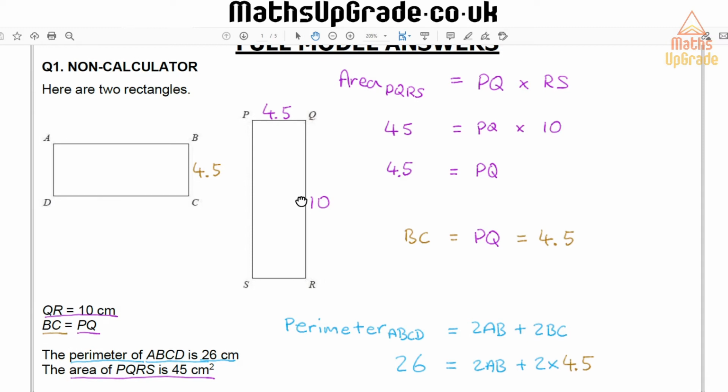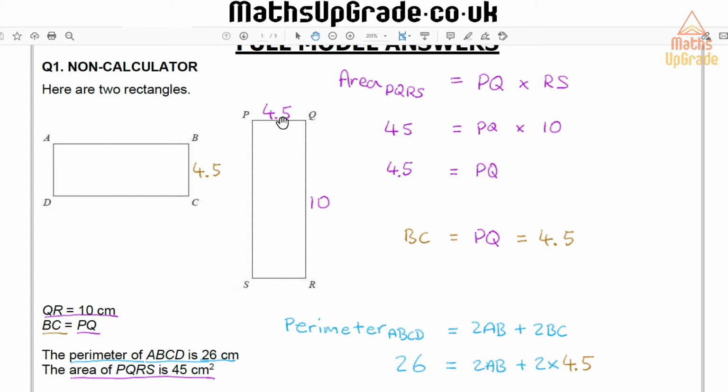first of all, because I'm told that the area of PQRS is 45 centimeters squared, and I also know that the area of a rectangle is the length times the width, well then I know that 45 is equal to the length of this PQ times by the length of this QR. So therefore I can do 45 divided by QR, divided by 10, which gives me 4.5. So this width here must be 4.5.